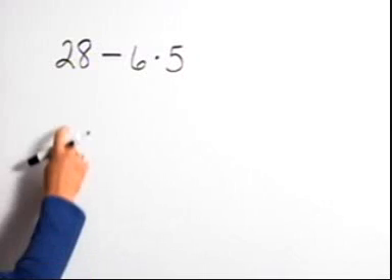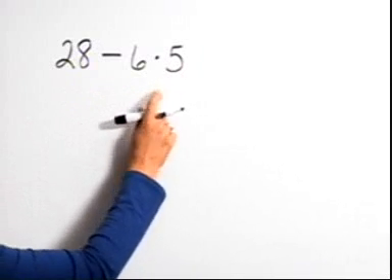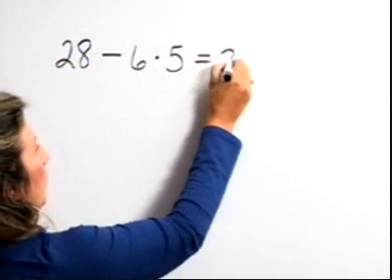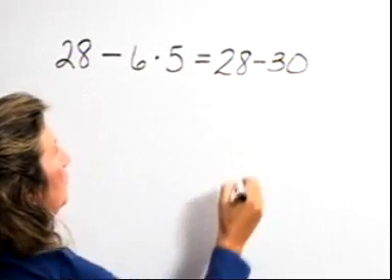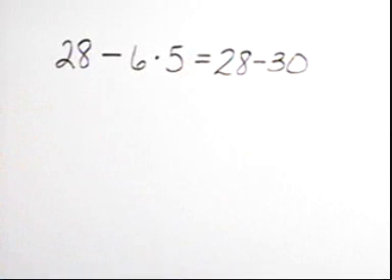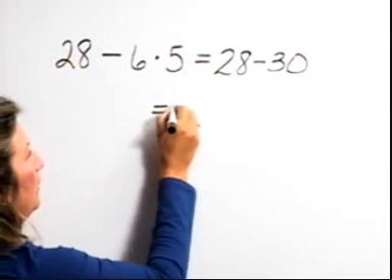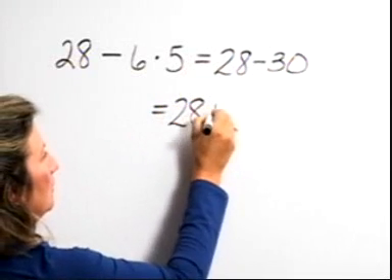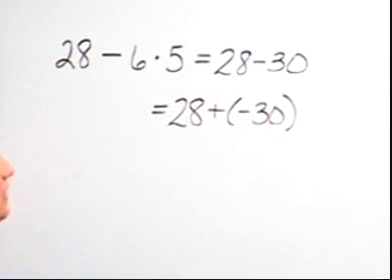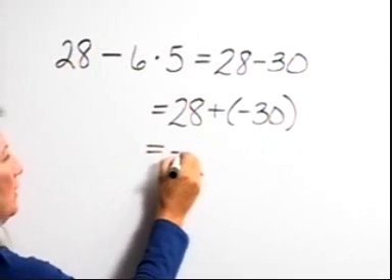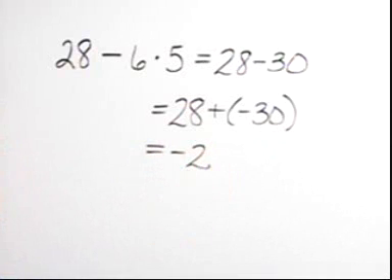We want to simplify 28 minus 6 times 5. Order of operations tells us to do the multiplication first, so this turns into 28 minus 30. But we want to rewrite that as an addition sentence. So we'll rewrite it as 28 plus negative 30, which is equal to negative 2.